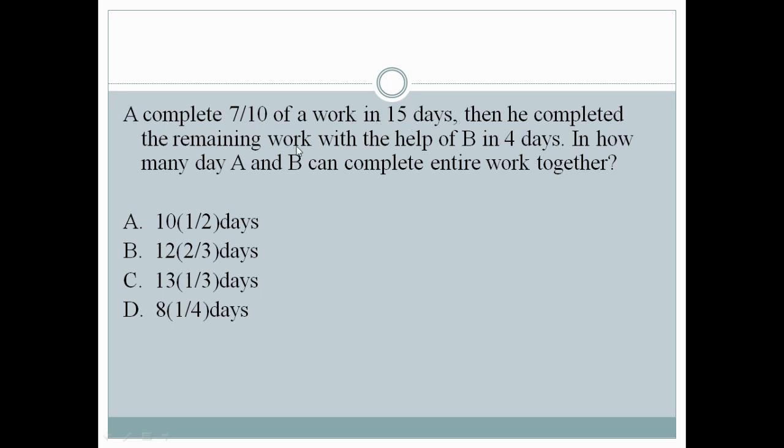Then he completes the remaining work. So once he completes 7 by 10 of work, the remaining work is 1 minus 7 by 10, that is equal to 3 by 10. 3 by 10 part of the work is the remaining work, and that 3/10 of work is done by A and B in 4 days. So let us go to the discussion of the explanation of this.